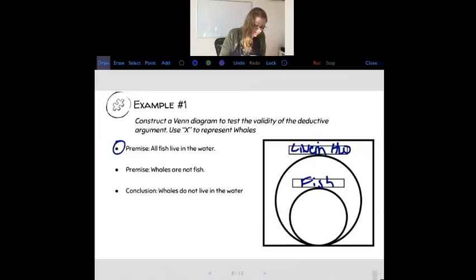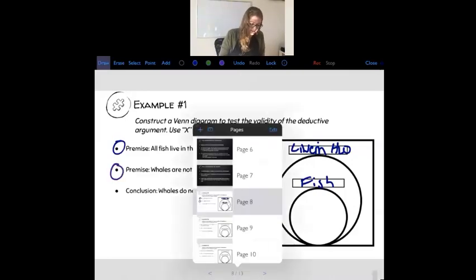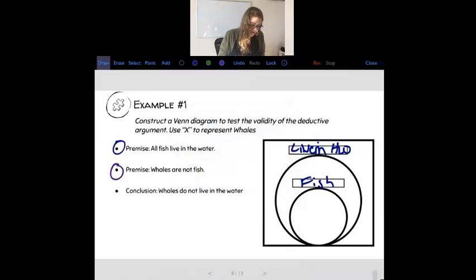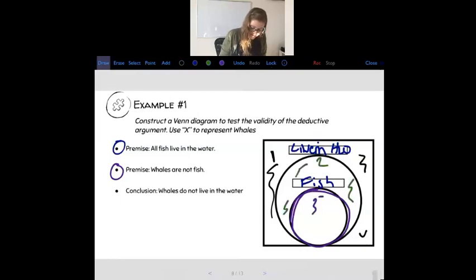Premise number two is where we're going to draw our X. Okay? And so from premise number two, it's telling us that whales are not fish. Which means that whales could be anywhere outside of this circle of fish. And so what I like to think about is there's really three regions of this Venn diagram. Region 1, which represents everything here. Region 2, which is here. And region 3, which is everything here.